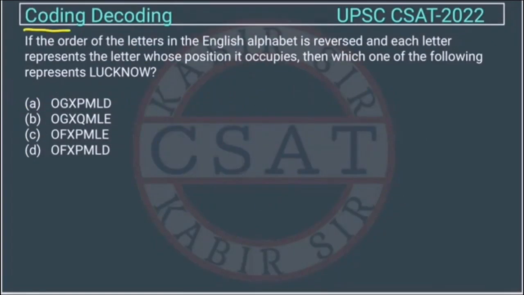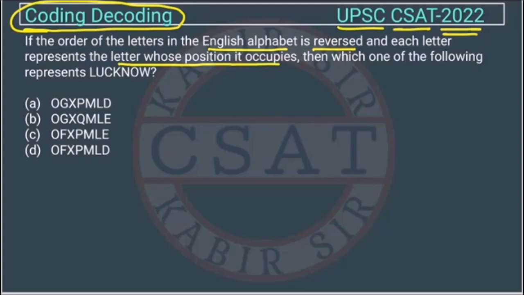So this is a coding decoding question asked by UPSC in their CSAT paper of 2022. If the order of the letters in the English alphabet is reversed and each letter represents the letter whose position it occupies, then which of the following represents Lucknow? See, first of all, in every question I am telling you which chapter this question is from. This is very important. So this is a reasoning question, and in reasoning this question is from coding decoding. Whenever you get a question from coding decoding, you should always write the ABCD.